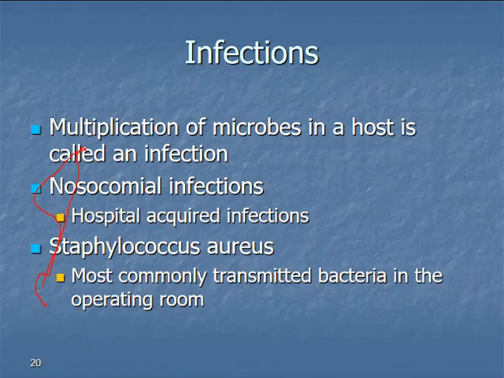It could also mean that a staff member is taking care of one patient in room A, and that patient is infected with something, and the staff member doesn't wash their hands well, goes to room B, and the second patient gets infected. So there are different ways you can get nosocomial infections, all right?